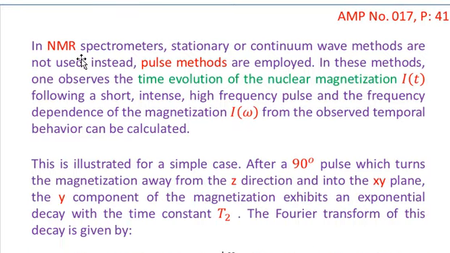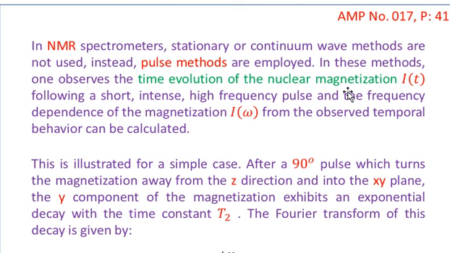In nuclear magnetic resonance spectrometers, stationary or continuous wave methods are not used. Instead, we use the pulse methods. That is, a pulse is given to the sample. In these methods, one observes the time evolution of the nuclear magnetization I of t.